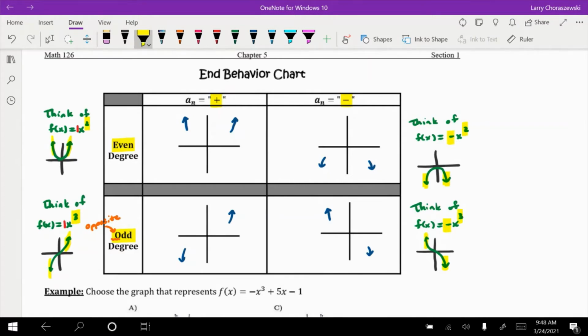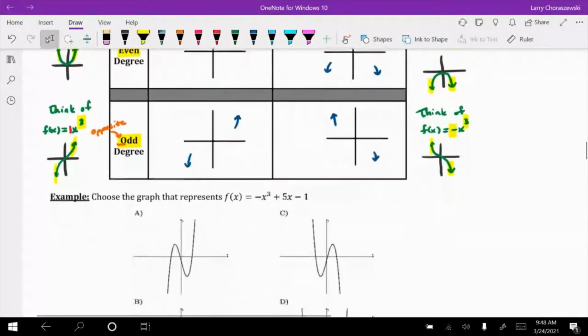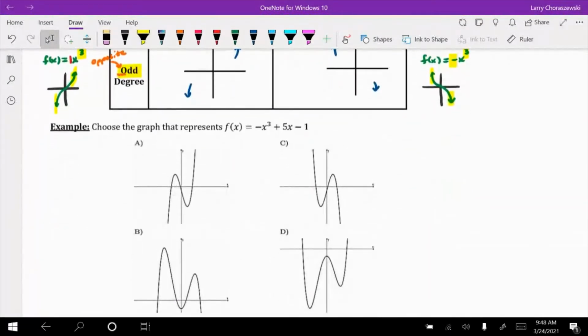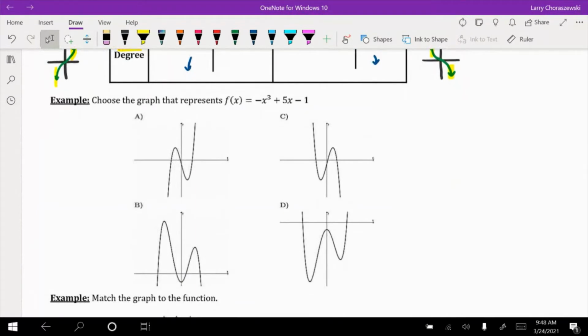Okay, let's get to a couple of examples related to end behavior. The first example, multiple choice problem here. Gotta love that. Let's choose the graph that represents f of x equals negative x cubed plus 5x minus 1. So it definitely fits the format of a polynomial function. It looks like x squared is missing, but that's okay.